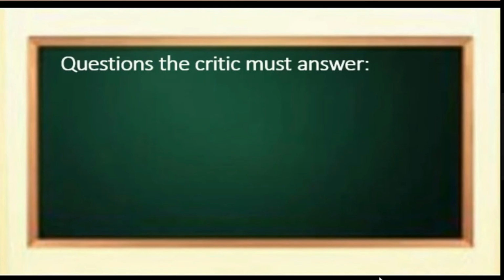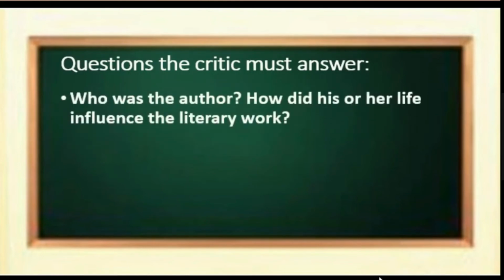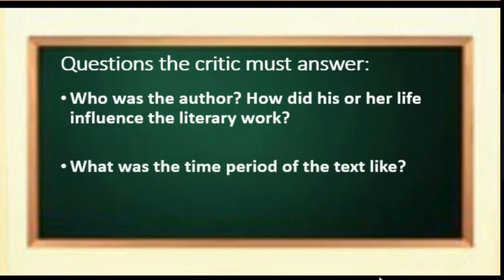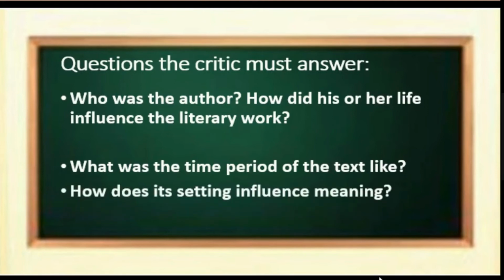Now, there are questions that the critic must look into or must answer. First of all, who was the author? How did his or her life influence the literary work? And then, what was the time period of the text like? And how does its setting influence meaning? So these are some of the questions that a critic must look into to be able to write a good critique or write-up about the selection.